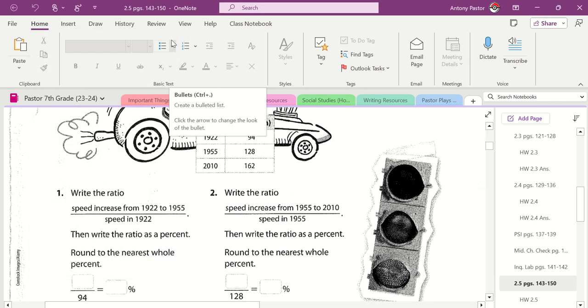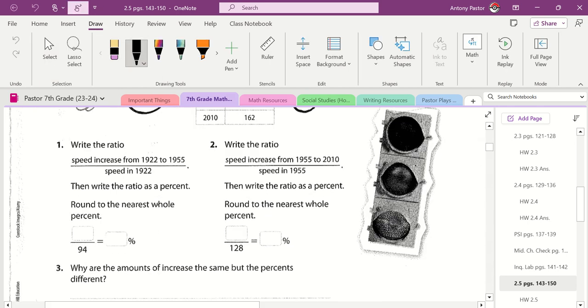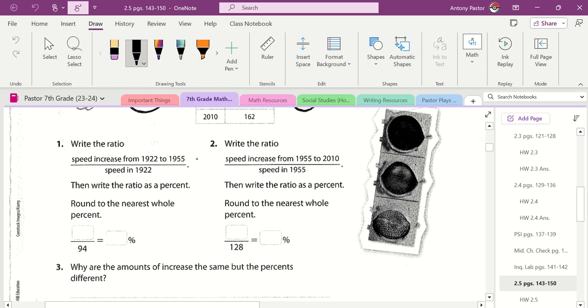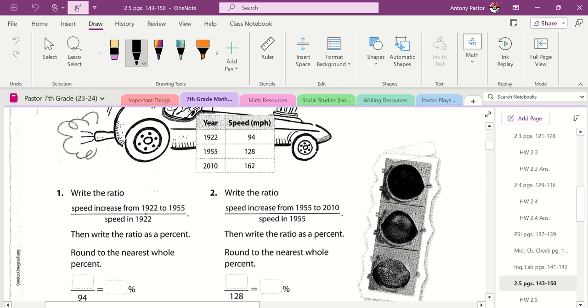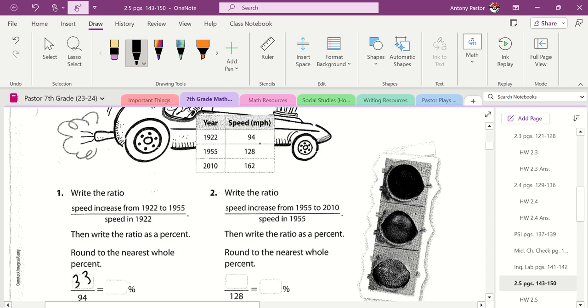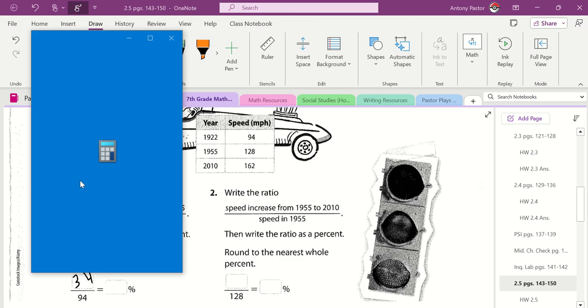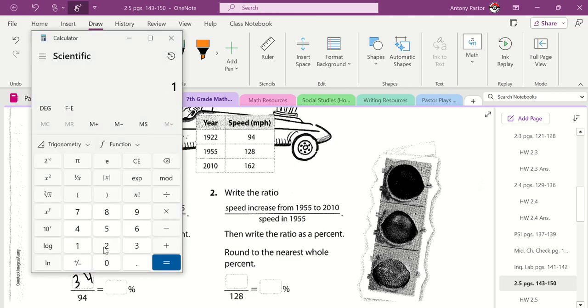I'm going to get my pen ready. So speed increase, speed in 1922. And speed in 1922 was 94. So we're going to put 33. I believe it was 33 or 34. It was 34. It was an increase of 34. We're going to get the calculator and we're going to check this one last time because I closed it without writing it down. 128 minus 94 should give us 34. It did.